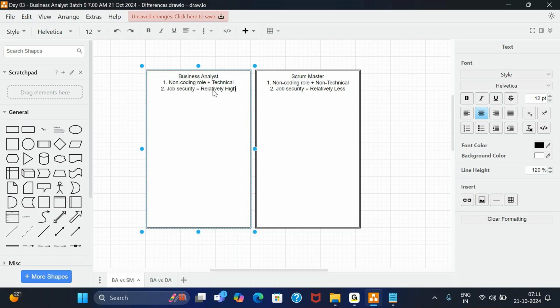So when COVID struck, a lot of managerial positions were being eliminated, and existing or senior developers or senior BAs were given the task of leading or managing the team until things normalize. So when it comes to job security, you will obviously find a business analyst role being safer and more secure as compared to your Scrum Master role.